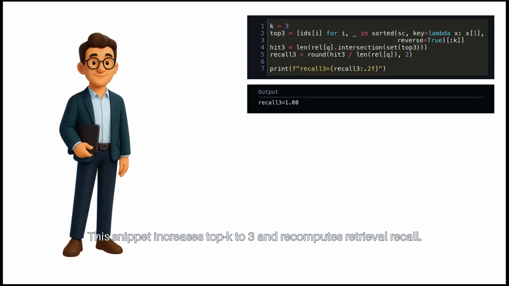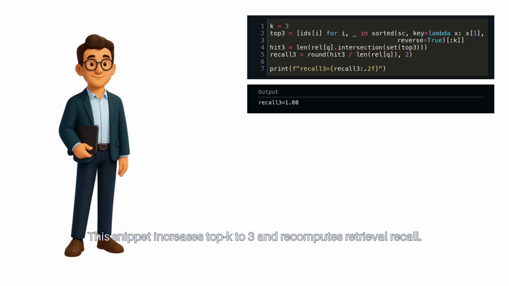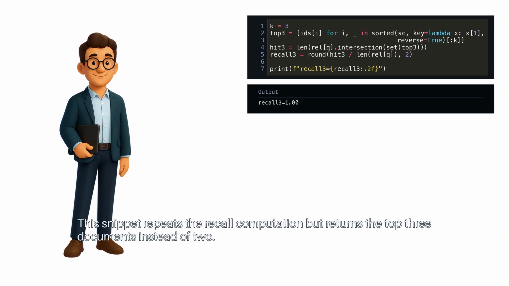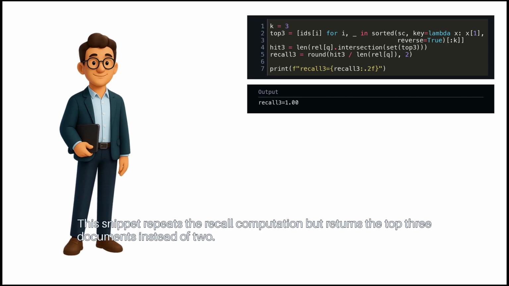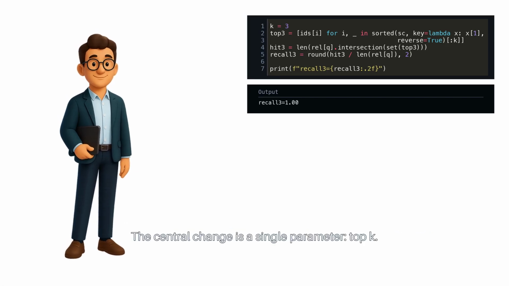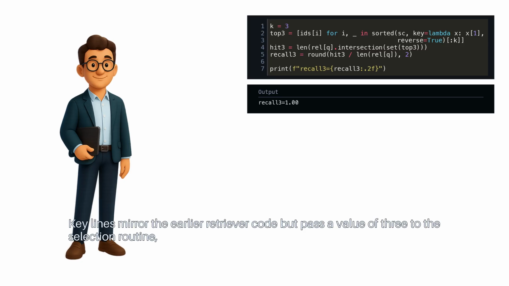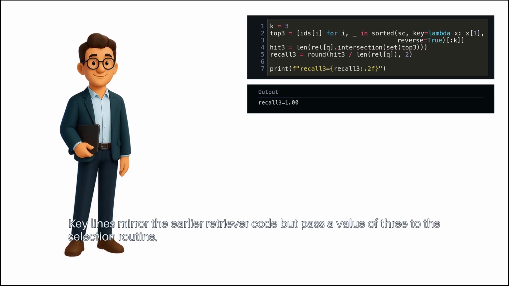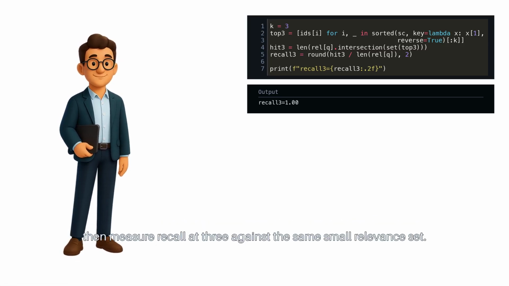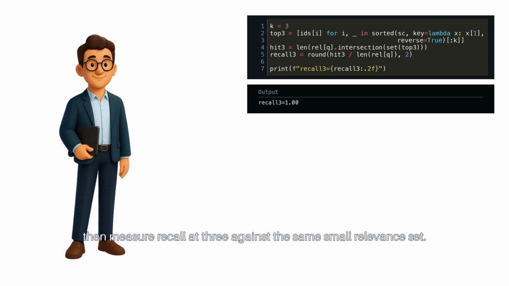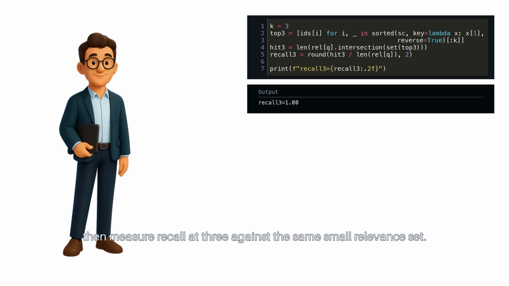This snippet increases top K to 3 and recomputes retrieval recall. It repeats the recall computation, but returns the top 3 documents instead of 2. The central change is a single parameter, top K. Key lines mirror the earlier retriever code, but pass a value of 3 to the selection routine. Then, measure recall at 3 against the same small relevance set.